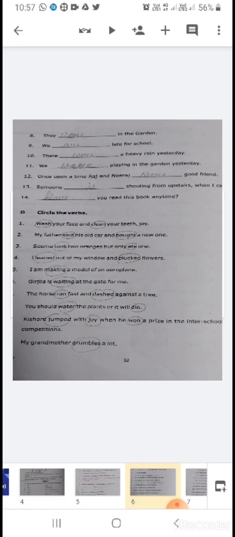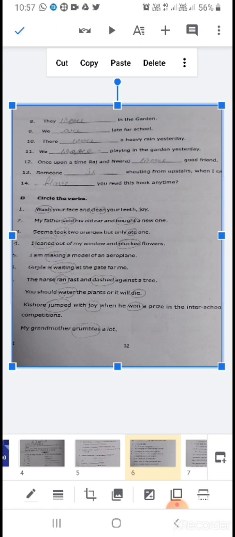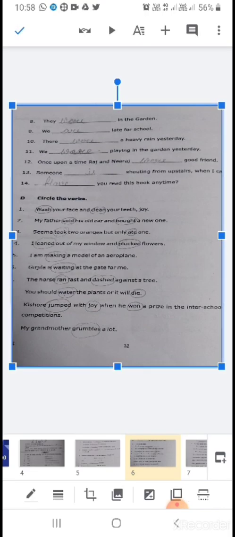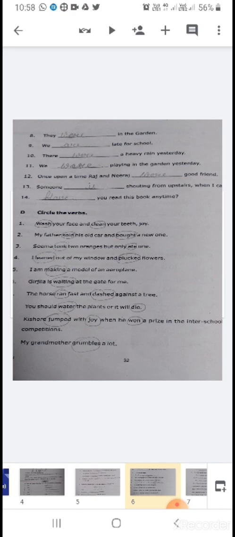Now the 12th one. Once upon a time Raj and Neeraj dash good friends. So here once upon a time Raj and Neeraj, we are talking about the two boys. So once upon a time, that means again we are talking about the past. So we use were here. Now the 13th, someone dash shouting from upstairs when I came home. So someone is used for any one person, so we use is here. And shouting is used for the continuous present, so we use is here. Now the 14th one, dash you read this book anytime. Have you read this book anytime?